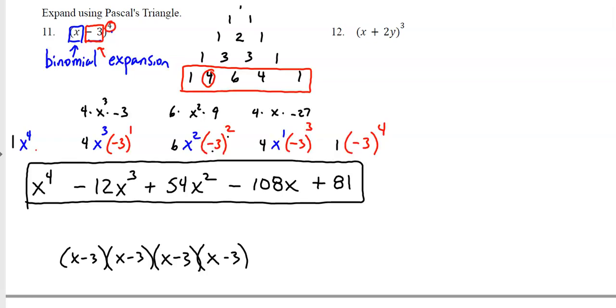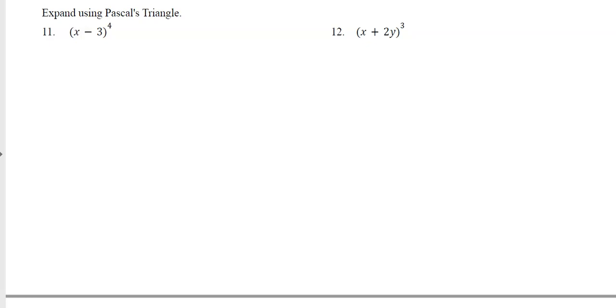This one is to the third power. So the third row goes 1, 3, 3, 1. So 1, 3, 3, 1. And let's kind of apply our rule. So this x is going to start us off. And I start big and go small. x to the third, x squared, x to the first, and then no x's in the last one.